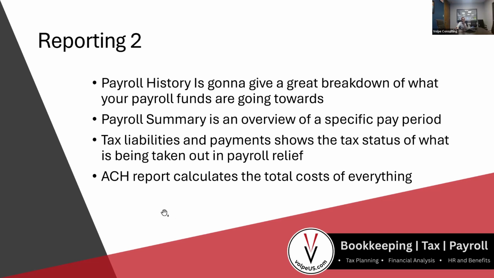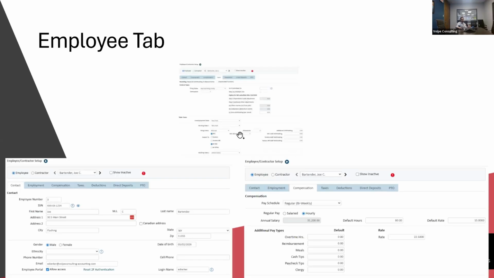So basically, that's just going to show you a list of everything that's being taken out of your payroll, when it's being sent, when it's due, all that good stuff. That is a super helpful report if you're worried about your taxes. It can clear up a lot. And then, like I said, that ACH report is really good for the totals of everything.